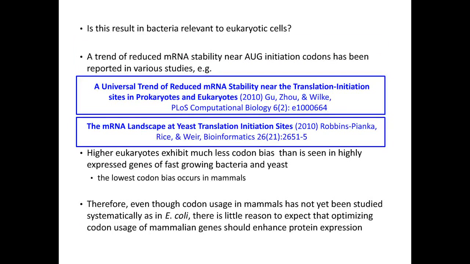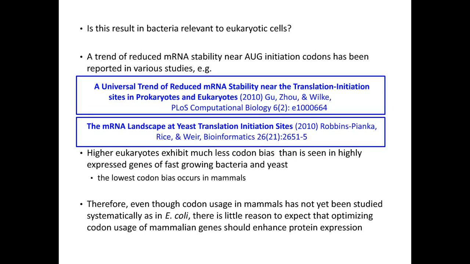So is this result in bacteria even relevant to eukaryotic cells? I think it is, because similar trends of reduced stability around initiation codons have been reported in a number of studies, our own work as well as many published studies, and this appears to be a kind of universal phenomenon. So accessibility appears to be one of the most, if not the most, important factors that determines whether or not a potential initiation codon is used to initiate translation.